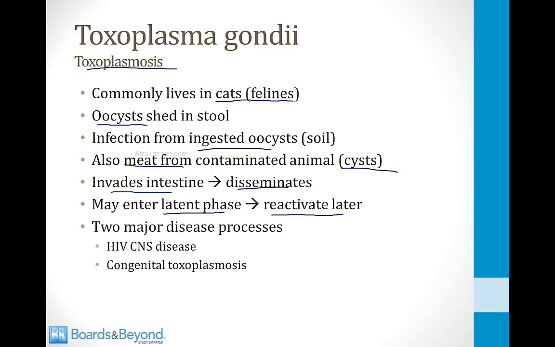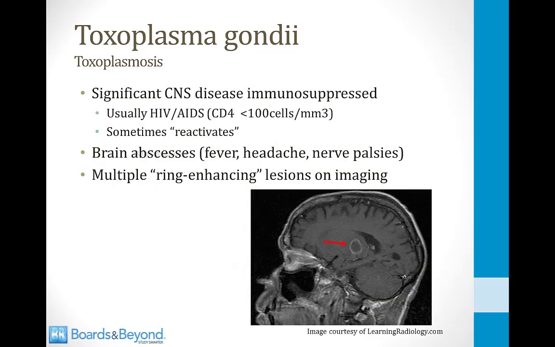There are 2 major disease processes caused by toxoplasma. The first one is HIV CNS disease, and the second one is congenital toxoplasmosis. Toxoplasma causes significant central nervous system disease, but only if you are immunosuppressed. Now, usually this is an HIV or AIDS patient. You need to have a very low CD4 count to get toxoplasmosis, usually less than 100. It can also be someone who's on high-dose immunosuppressants, for example, people who've had a solid organ transplantation.